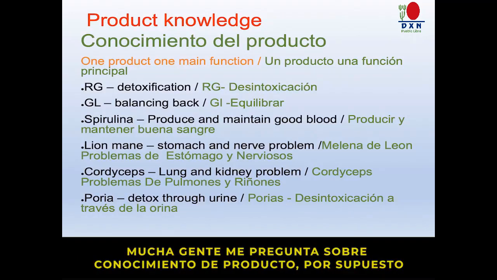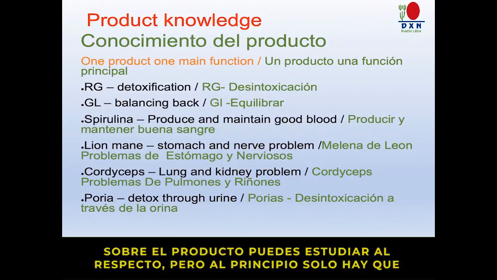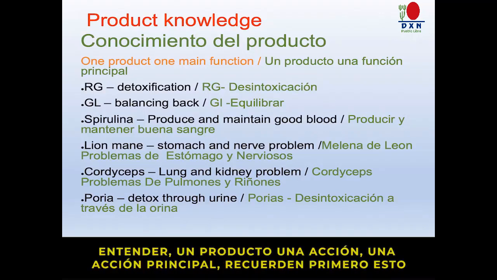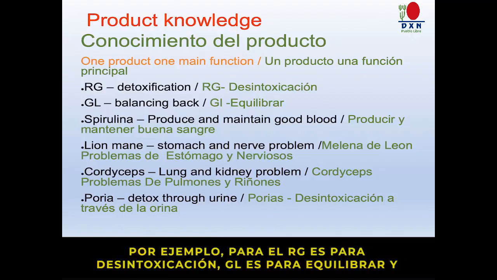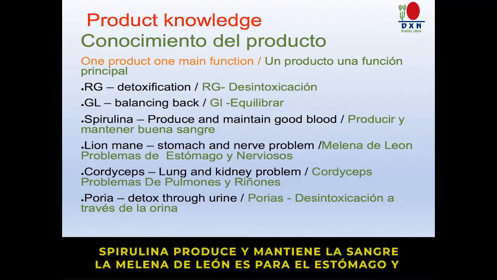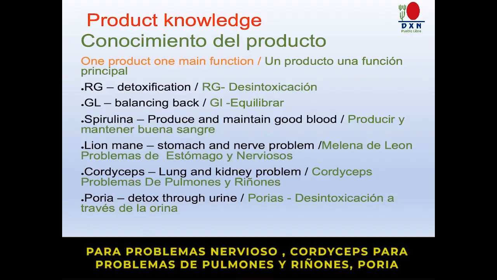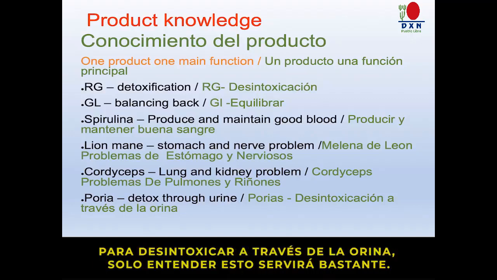Many people also ask me to give them the product knowledge. Actually, for each product you can have many studies on it. But in the beginning, you just understand one product, one action. One product has one main action; remember this first. For example, the RG is good for detoxification, for detox. GL is for balance. Spirulina can produce and maintain good blood. The Alignment is for the stomach and nerve problems. Cordyceps is for the lung and kidney problems. Poria detoxes through the urine. Just understanding these basics will do.